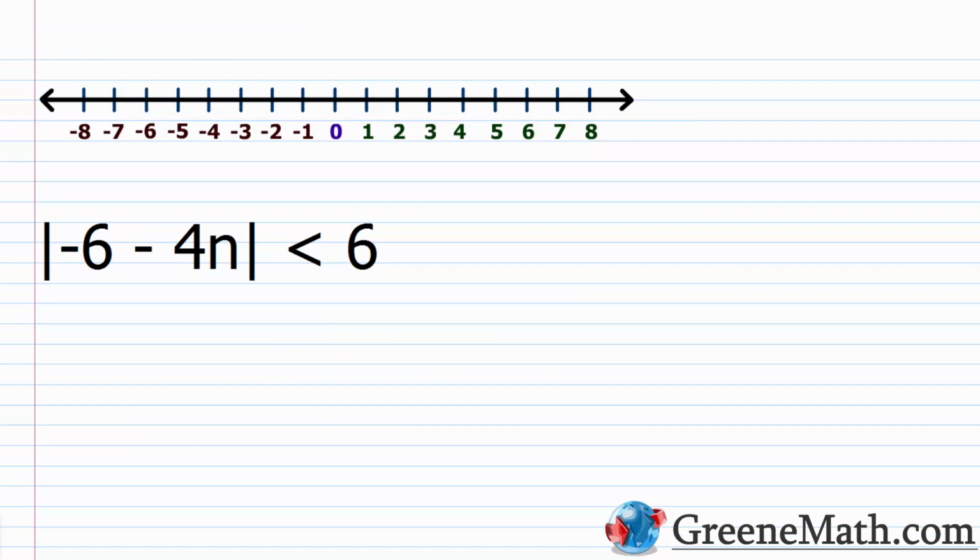All right, let's take a look at one now where we have a less than. So we have the absolute value of negative 6 minus 4n is less than 6. So again, if we see something in this format, the absolute value of x is less than k, it's a compound inequality with and. So x is less than k, but it's also greater than the negative of k.